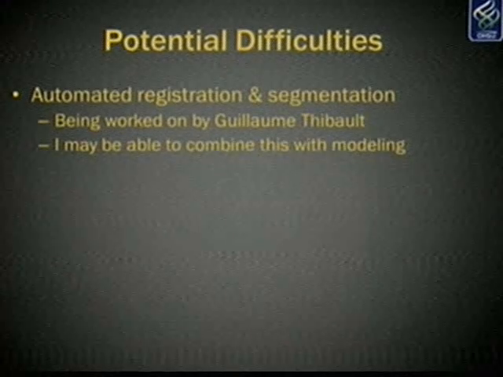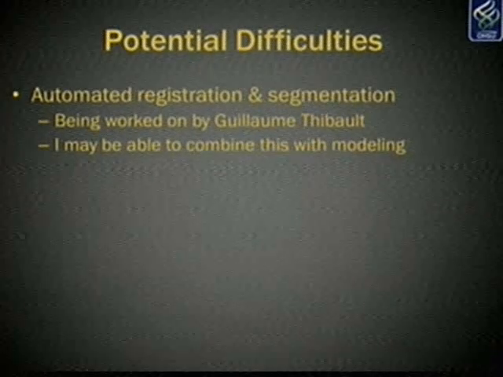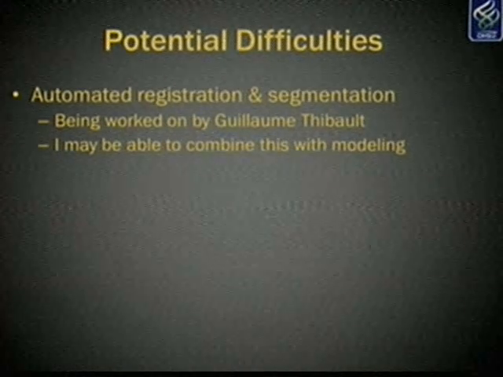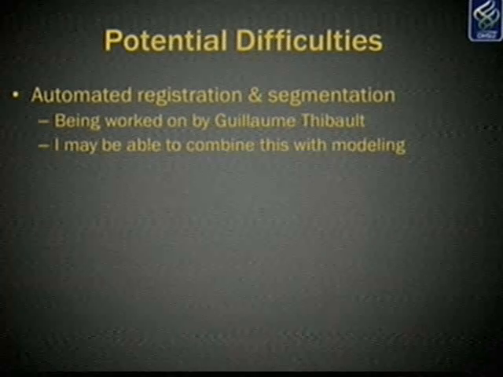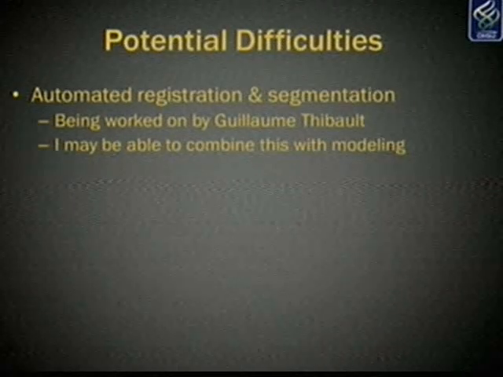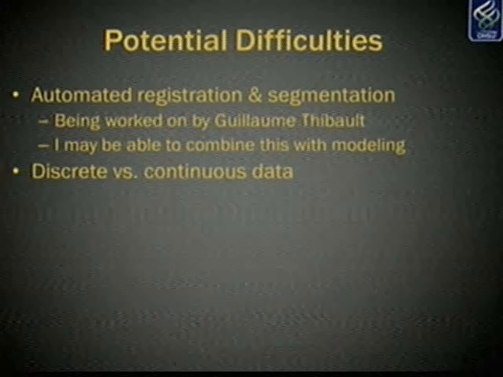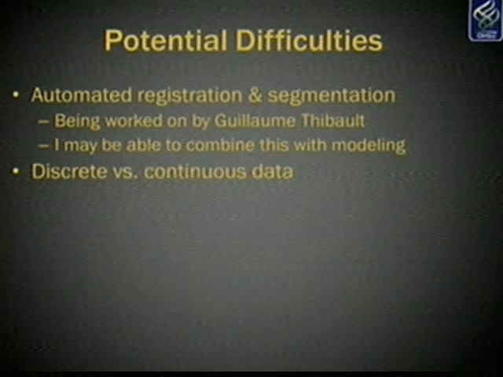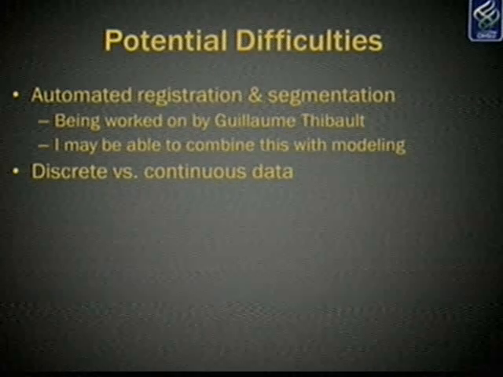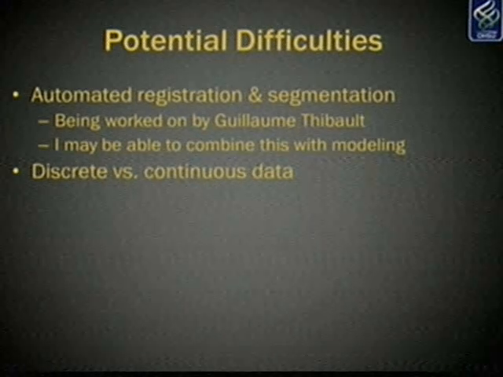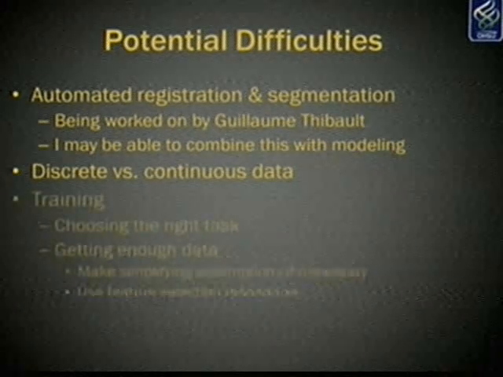All right, that says potential difficulties. The registration, which is just lining up the images, can be difficult, and the segmentation is a big problem. It's being worked on here by Guillaume, but I think that we'll be able to combine some of the modeling with the segmentation steps so that we don't have to have perfect segmentation, like I mentioned earlier. In building a model, you always have to decide whether you want discrete versus continuous data. Most of these graphical models depend on some discretization of the data going into each of these nodes. So that will be a decision I'll have to make in building the model.